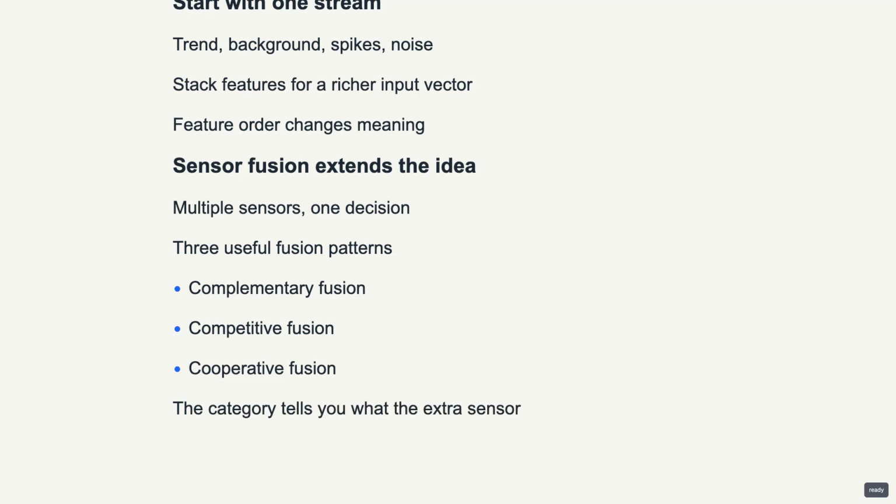These labels are practical because they guide design choices. They help you decide whether a sensor is adding breadth, redundancy, or a genuinely new observable, and that affects how you pre-process and trust it.